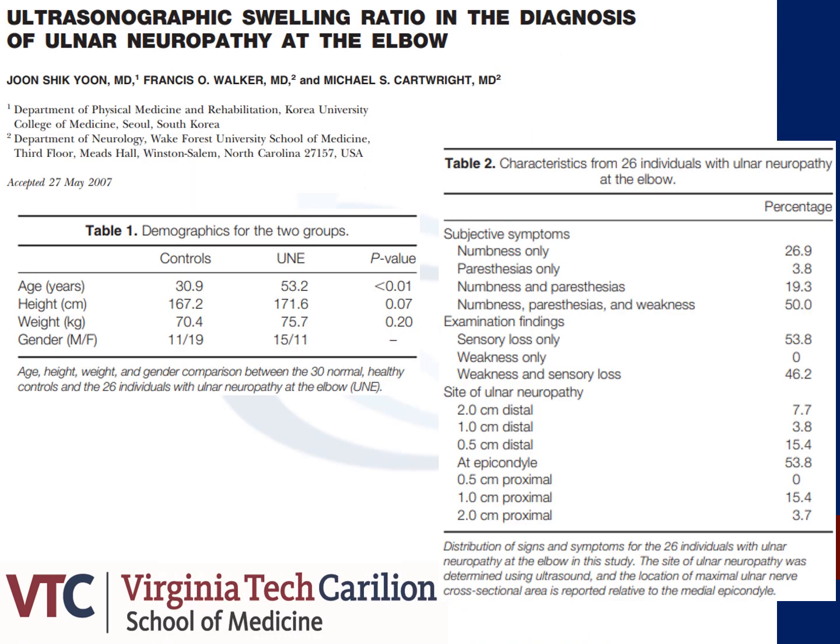This study by Yoon et al. was looking to determine if there was a cross-sectional area ratio, similar to that utilized in carpal tunnel syndrome, to help facilitate the diagnosis of cubital tunnel syndrome. So they utilized ultrasound to measure the cross-sectional area at different regions within the potential trajectory of ulnar nerve compression, and found that the most common site for compression was at the epicondyle, which correlates with the prior study's findings.